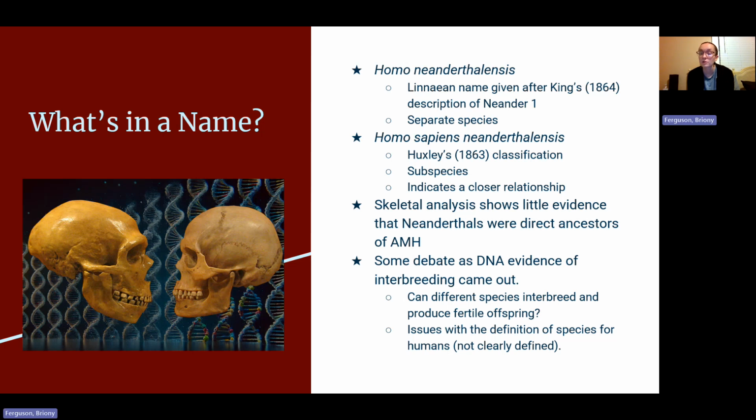Typically, when we refer to something as a species, it is something that can interbreed and produce viable offspring. By viable, we mean fertile offspring. So a horse and a donkey can interbreed to create a mule, but the mule isn't fertile. It can't continue to reproduce. So it's not a viable offspring. Humans and Neanderthals, we know, did interbreed and they did produce viable offspring. But it gets a little more complicated than that.